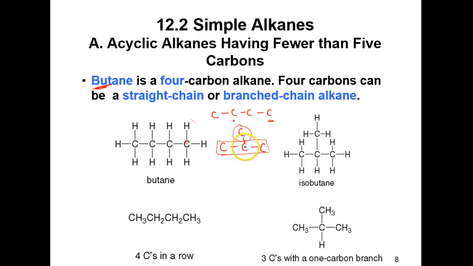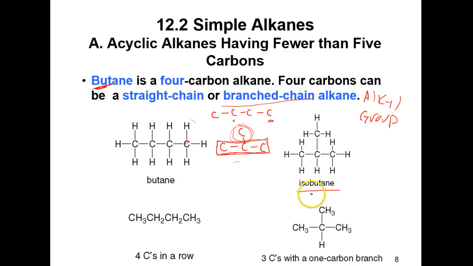We're going to learn about this when we name compounds, but this is my longest continuous chain of carbons. You want to get used to hearing that term, longest continuous chain of carbons, meaning the carbons that are bonded onto each other. Then you have this group hanging off. It's called an alkyl group or a branched chain. This has a separate name, and we call it isobutane because it's an isomer.